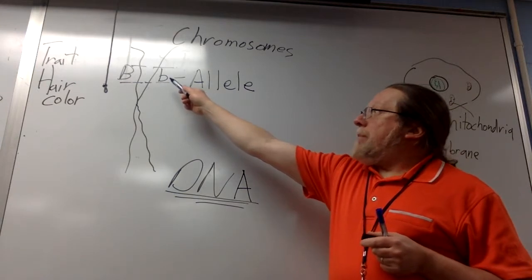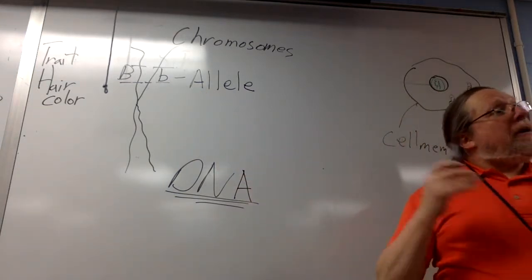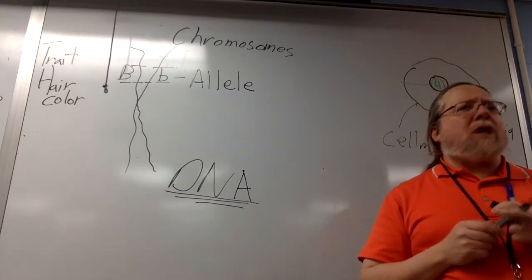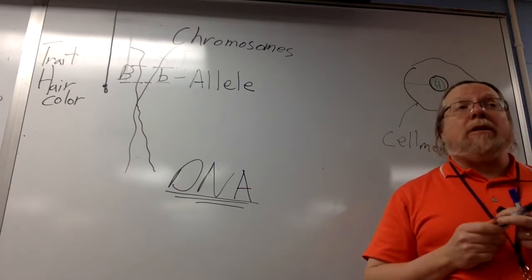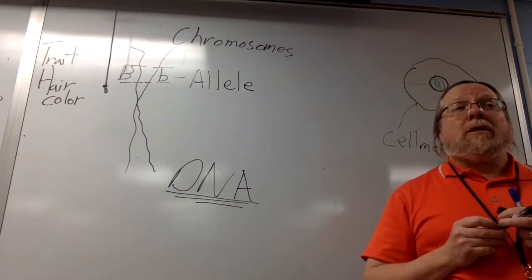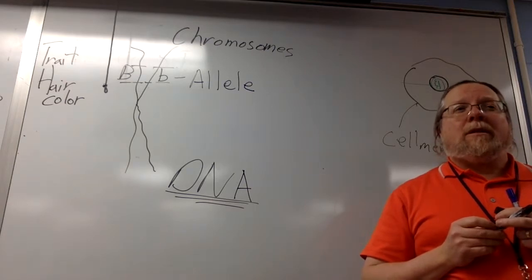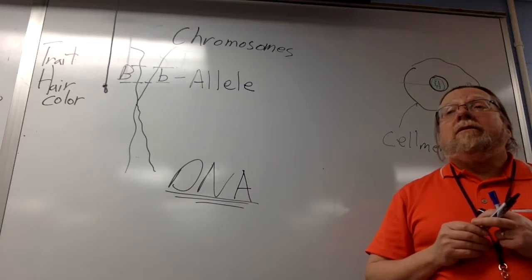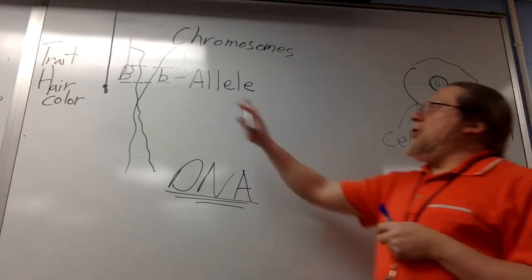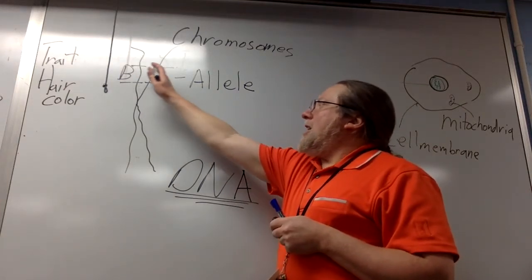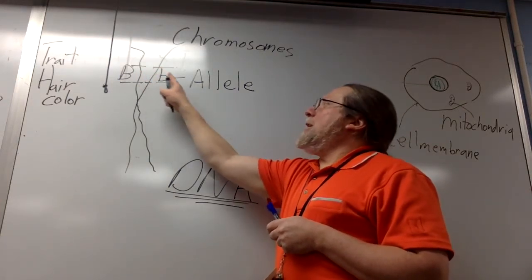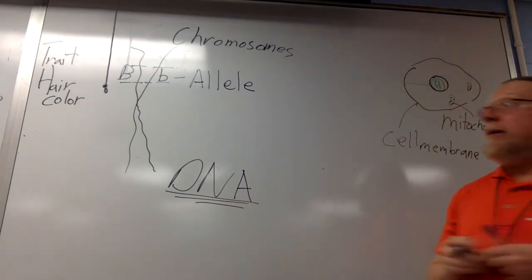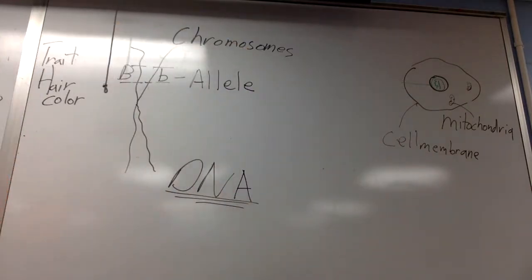With this genotype of one dominant gene and one recessive gene, what would be the phenotype for the trait hair color? Okay, and in this case, thank you. So a genotype, heterozygous, dominant and recessive, and the phenotype would be brown hair.